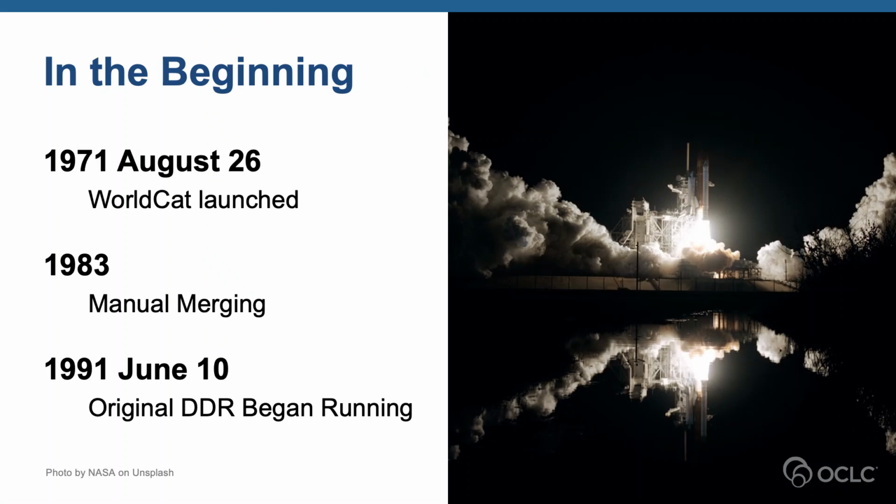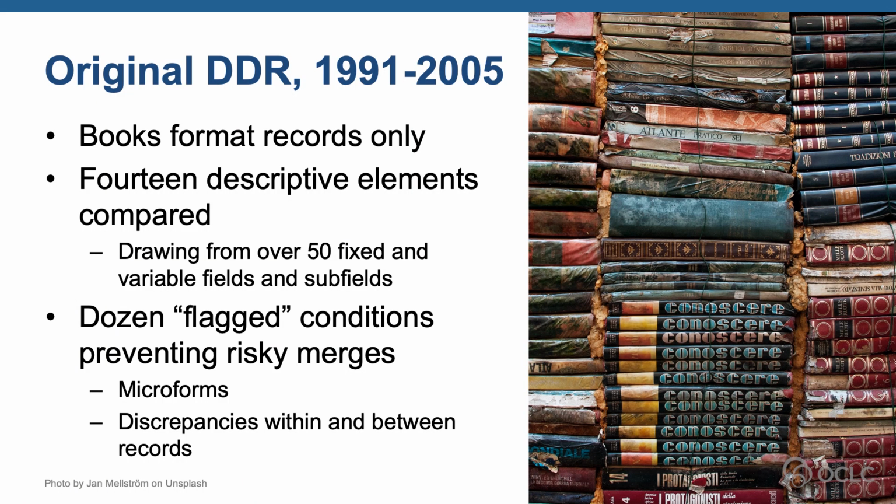Beginning in June 1991, OCLC used DDR to match WorldCat bibliographic records in the books format against themselves to find and merge duplicates. The original DDR dealt only with books.